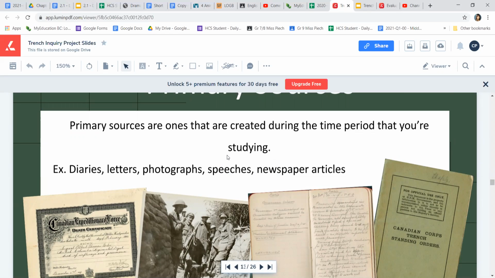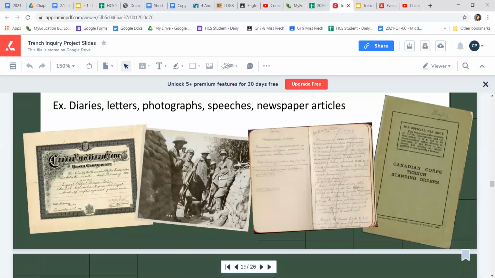So with sources, we are going to be looking into primary and secondary sources. So a primary source are ones that are created during the time period that you're studying. So it's happening, all those were produced in the moment. So that could be a diary from a soldier that was right there in the trenches during World War I. It could also be a newspaper article that happened at that time. It could be a speech that maybe a prime minister gave about what was happening in the war. It could be photographs, letters that were sent home to loved ones. All of those are primary sources because they came from the people who were directly involved in whatever it is that you are investigating.